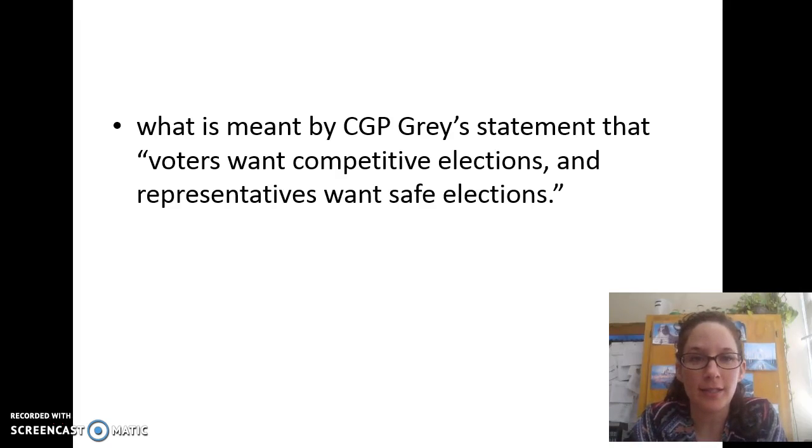CGP Gray says that's not the case, that it doesn't end up becoming more fair. And he says that's because representatives want safe elections. So what he means is the Republicans and the Democrats will work together to ensure that each of them has a safe district, a place where they're not going to have to spend a lot of money campaigning, a place where they're not going to be terribly worried about winning re-election.